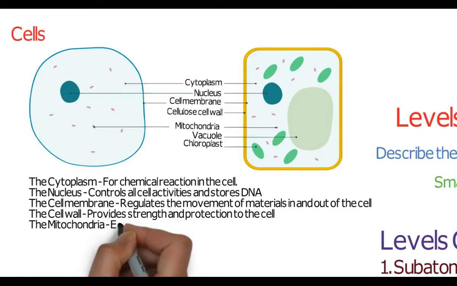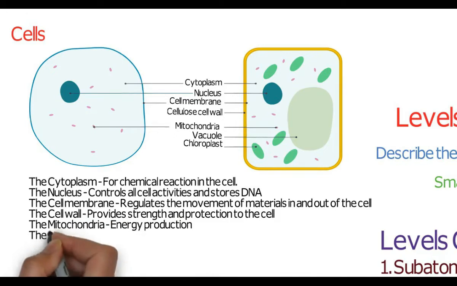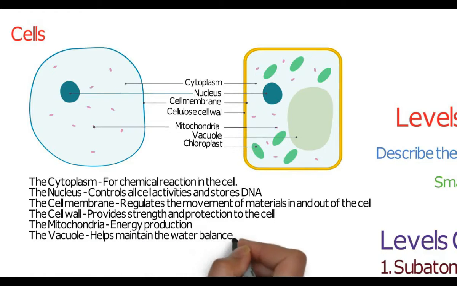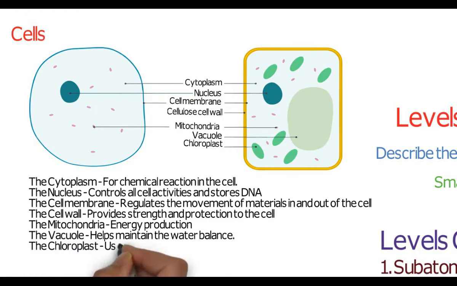The mitochondria is the powerhouse for energy production. The vacuole helps maintain the water balance, and the chloroplast is used for photosynthesis.